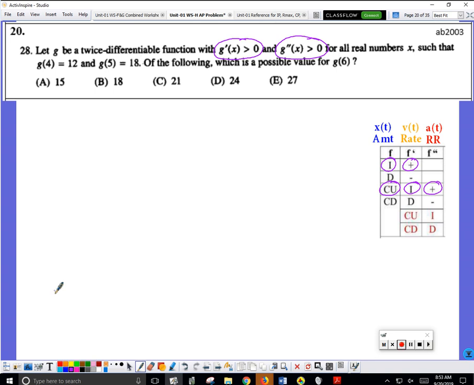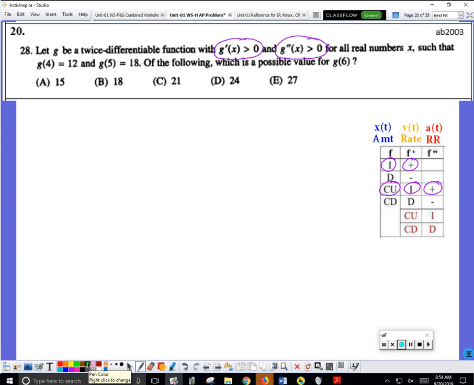Anybody else? So keep reading slowly. G of 4 is 12. G of 5 is 18. When they give you values like that, it's smart to either try and draw a picture or draw a table. Either way, just don't leave them like that. It's difficult for your brain to think about it in this form. You'll think about it a lot better as a table or a graph. I'm going to use a graph.